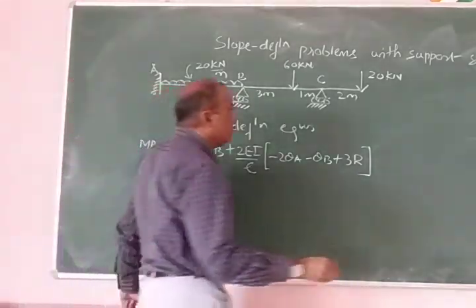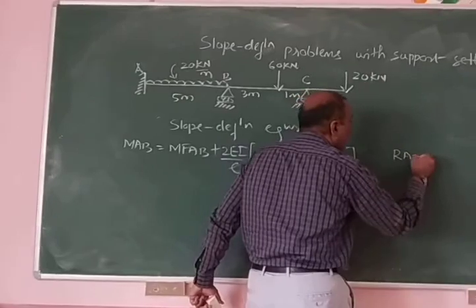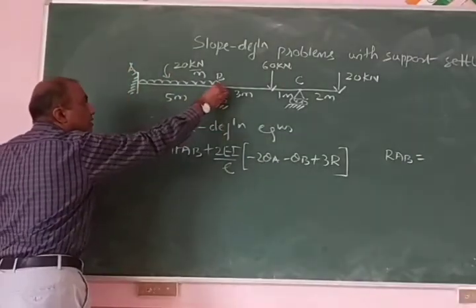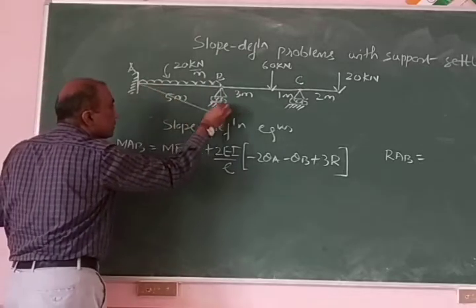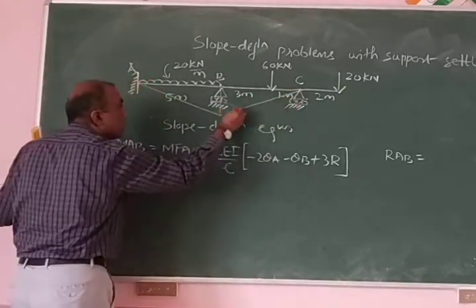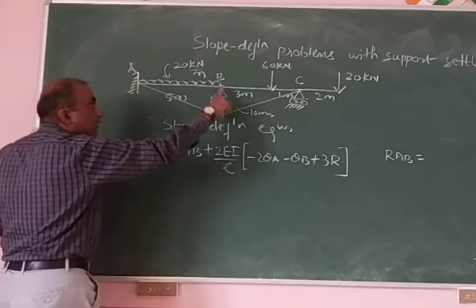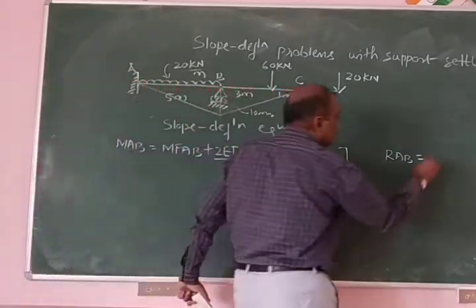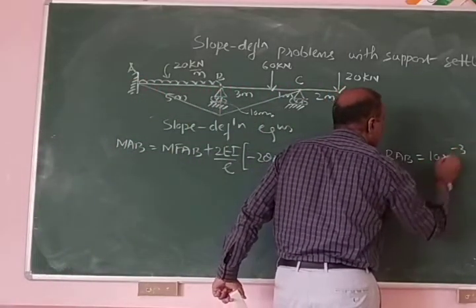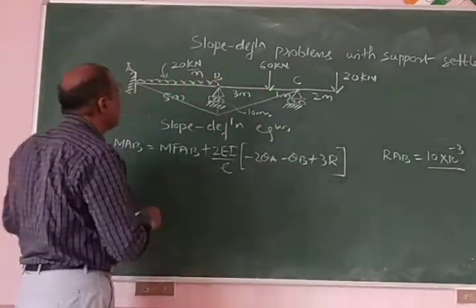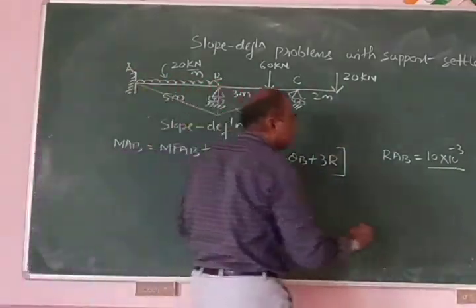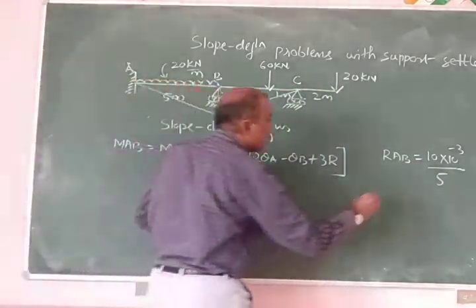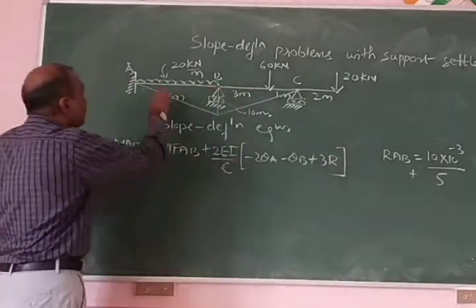Okay, what is R of AB? We know already, R of AB is equal to B settles by 10 millimeter. So this is 10 millimeter here, like this. The amount of settlement is 10 mm. So R of AB is settlement divided by span. Settlement is 10 into 10 to the power minus 3 divided by span is equal to how much? 5. This is R of AB and it is positive. Why is it positive? Because it is clockwise.